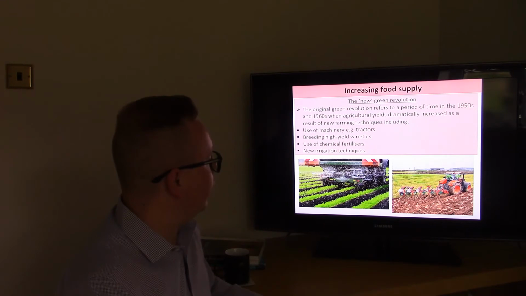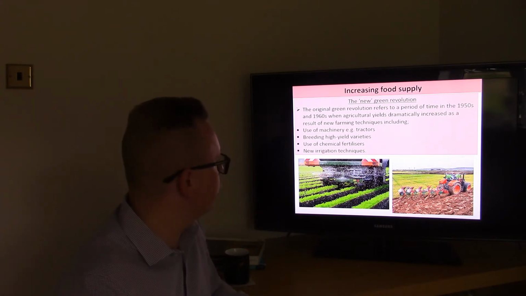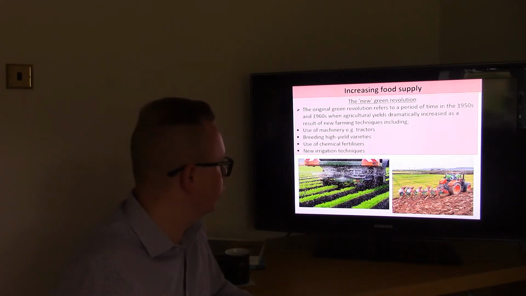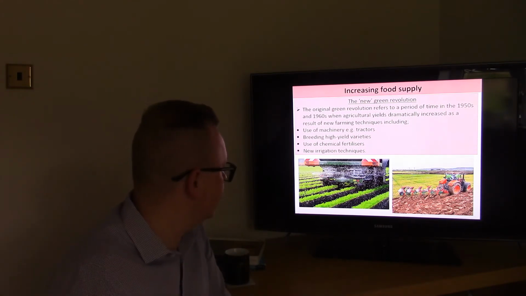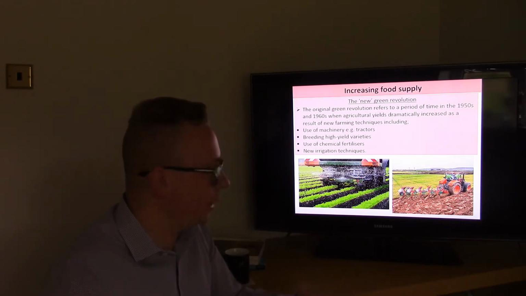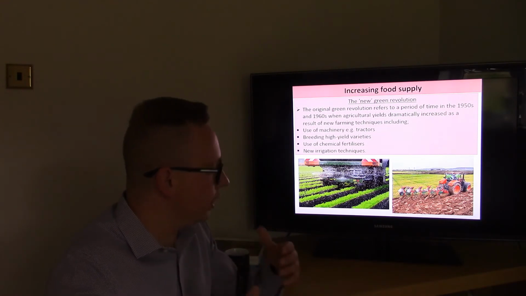Now the next one is a group of strategies that comes under the umbrella called the New Green Revolution. It's called the New because there was an original Green Revolution during the 50s and 60s, a period where we saw agricultural yields dramatically increase as a result of new farming technology and techniques. It included the use of machinery, meaning less human power was needed on the farms, and land could be tended to in a much more efficient way.